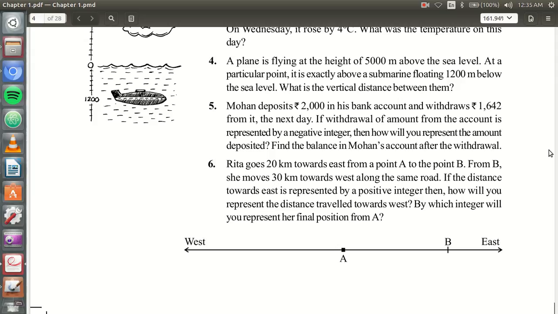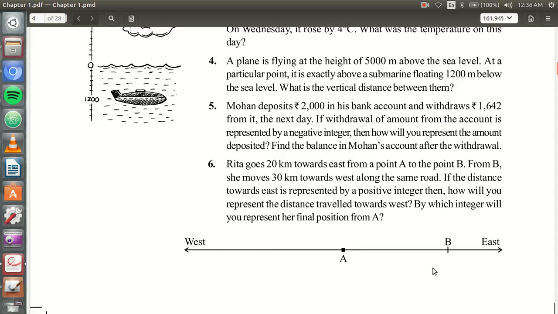So as is shown in this diagram right here, her initial starting point is point A. She moves towards the east, towards the right hand side, and she reaches point B. Now this distance which she is covering is represented by a positive integer. Now if the distance towards the east is represented by a positive integer, then the distance that we are moving towards the left will be represented as a negative integer, A as 0 on the number line.